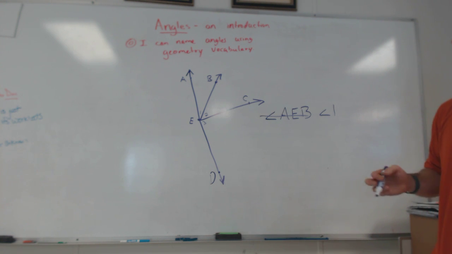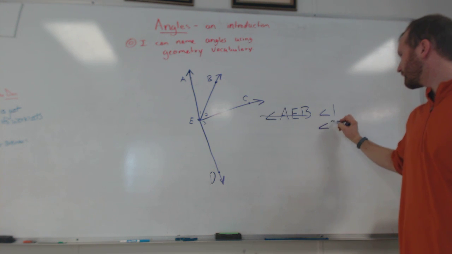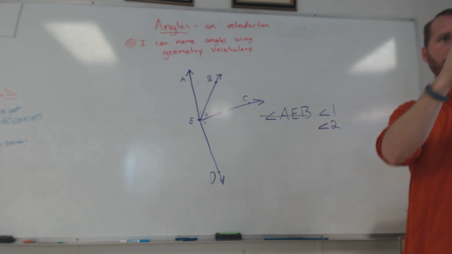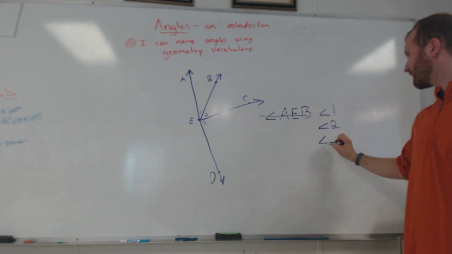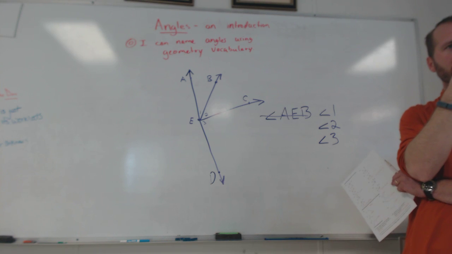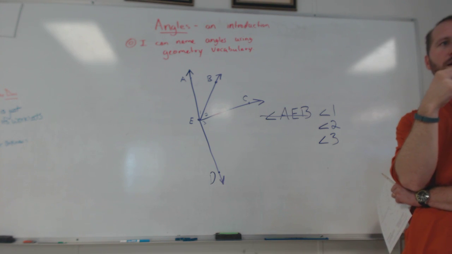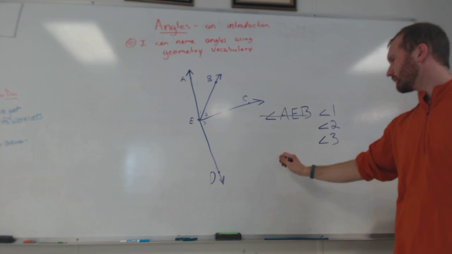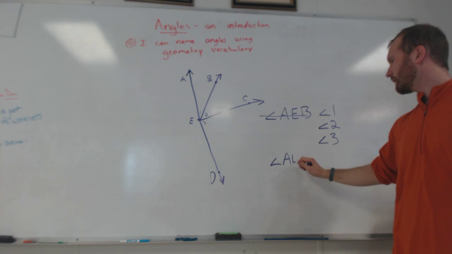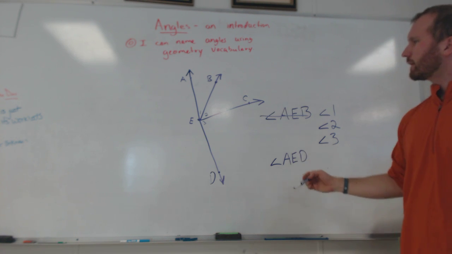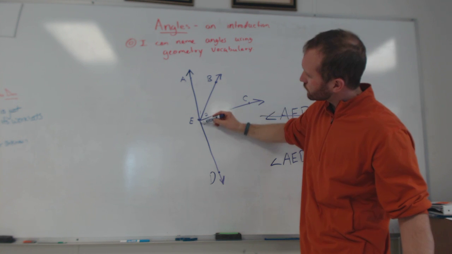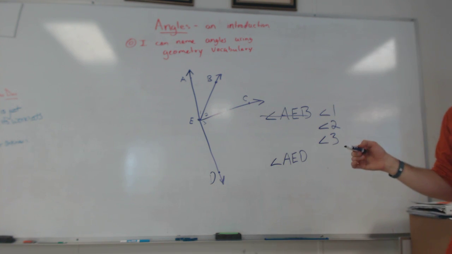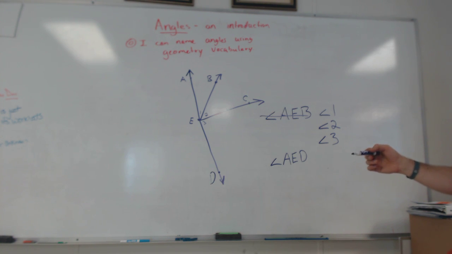What's another angle? Yeah. Angle 2. What's another one? Angle 3. Okay. What other angles do we have? Oh. Mike? AED. Angle AED is this angle, right? It includes 1, 2, and 3. It includes all of those.